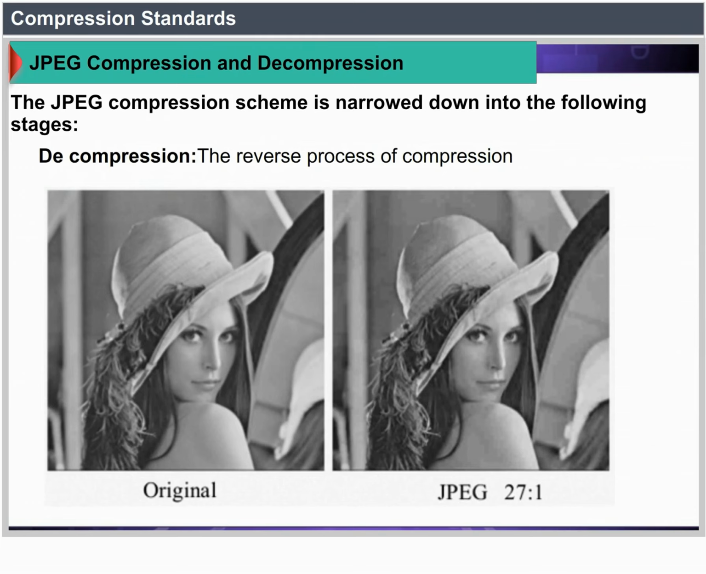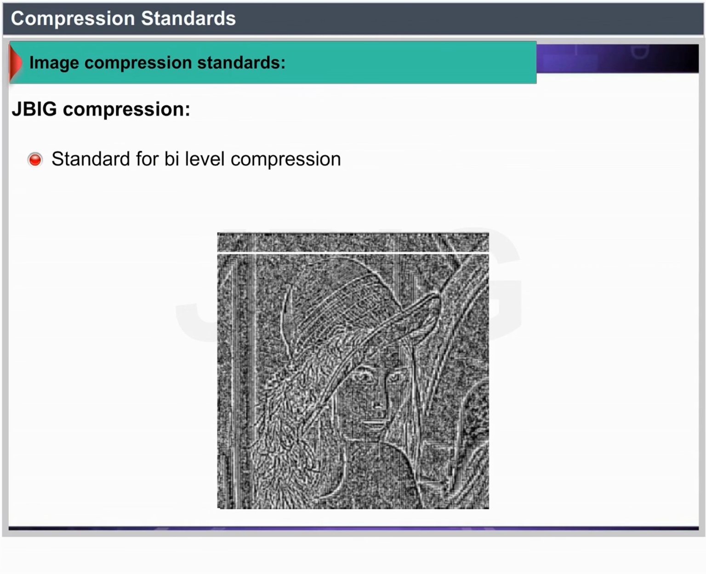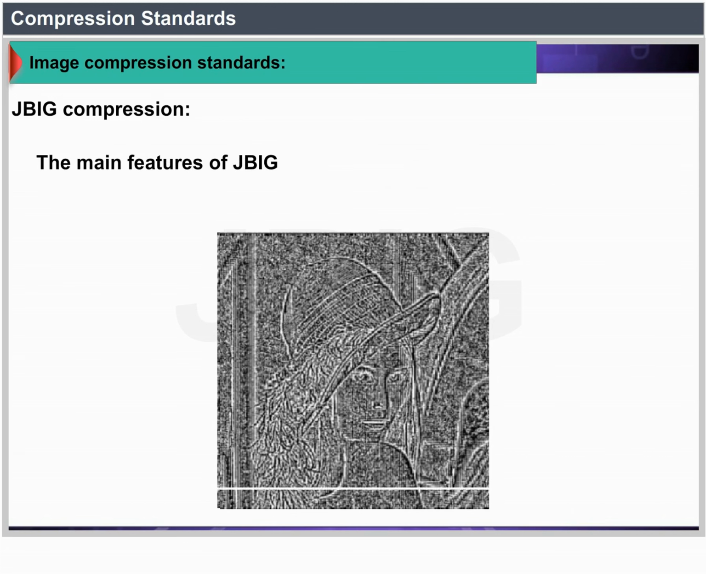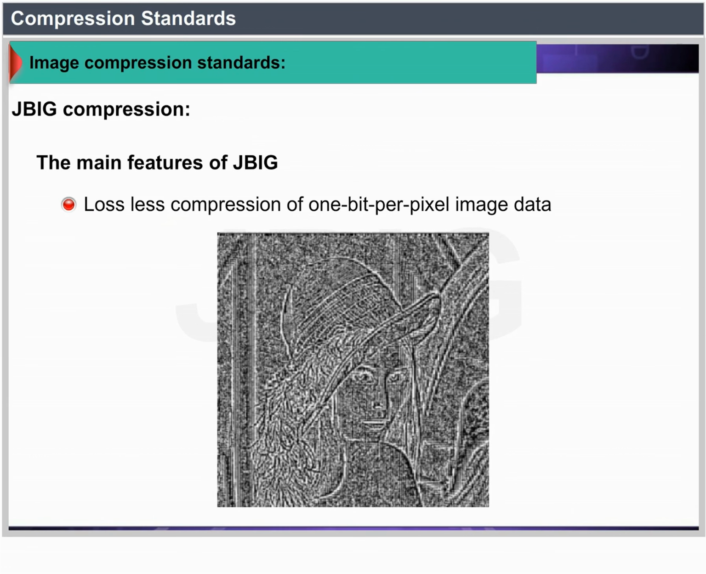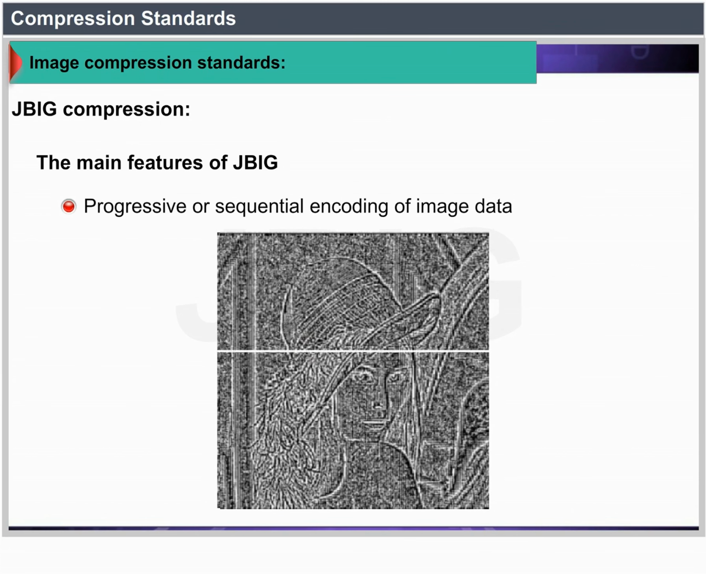JBIG compression, standard for bi-level compression. By segmenting an image to overlapping and non-overlapping regions of text, half-tone, and generic content, and compression techniques specially optimized for each type of content. The main features of JBIG are lossless compression of 1 bit per pixel image data, ability to encode individual bit planes of multiple bit pixels, progressive or sequential encoding of image data.